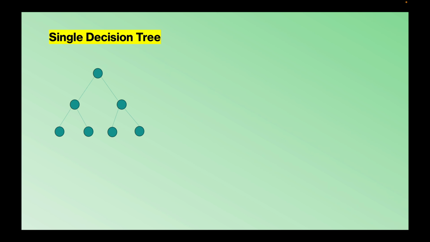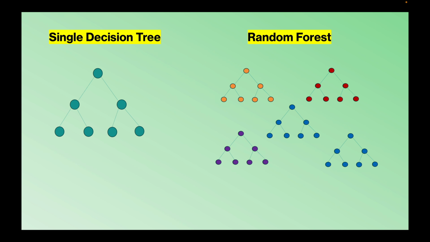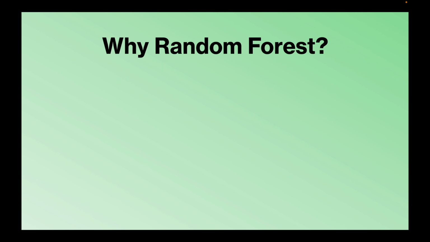So this is how a single decision tree looks like. However, the random forest looks like this. It's the combination of multiple decision trees. Why random forest? Because it has higher accuracy. The final prediction is usually more accurate as the prediction comes from different trees.